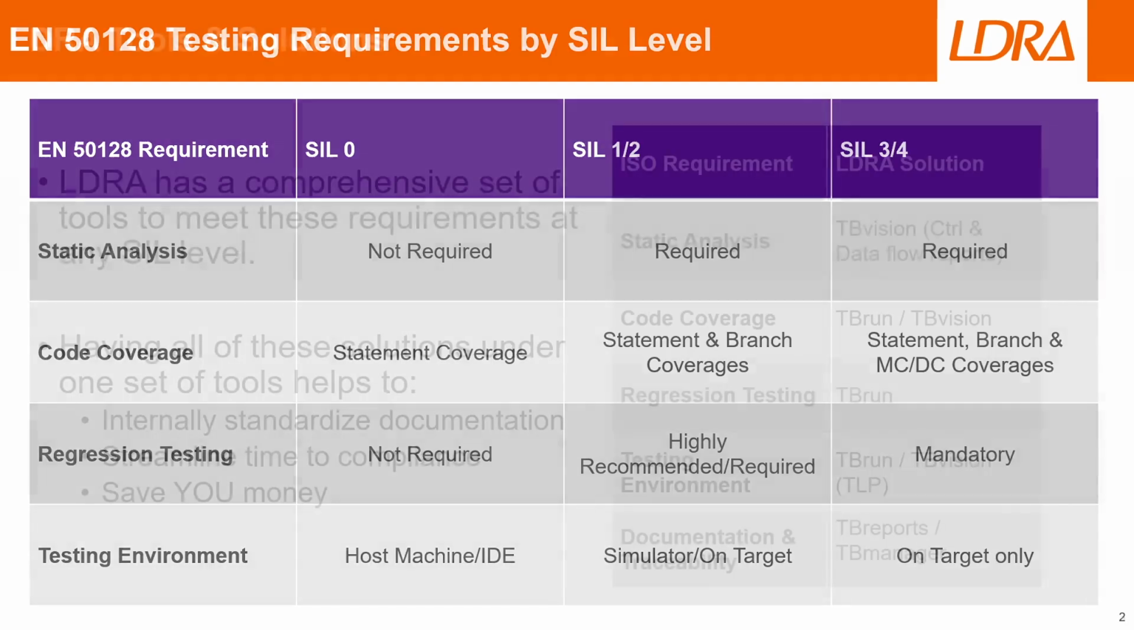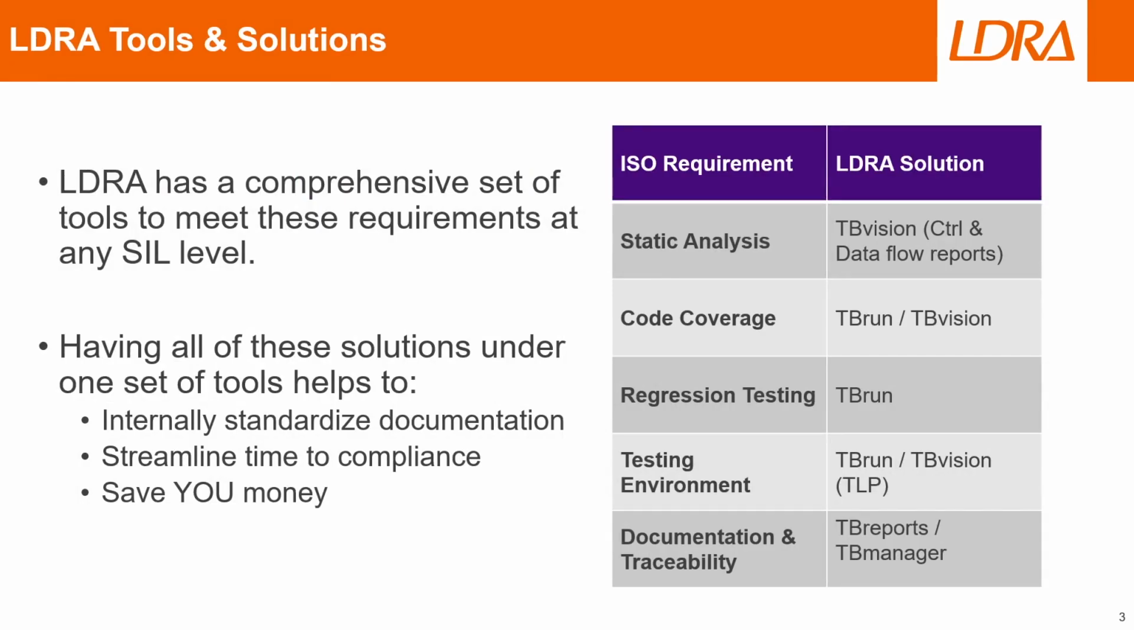For SIL level 3 and 4, you can only test on target, so that is the limiting factor there. Lucky for us, this rail productivity package from LDRA actually has a comprehensive set of tools to meet all of these requirements at any SIL level you're trying to go for. And this is very, very handy for having all of these solutions under one set of tools.